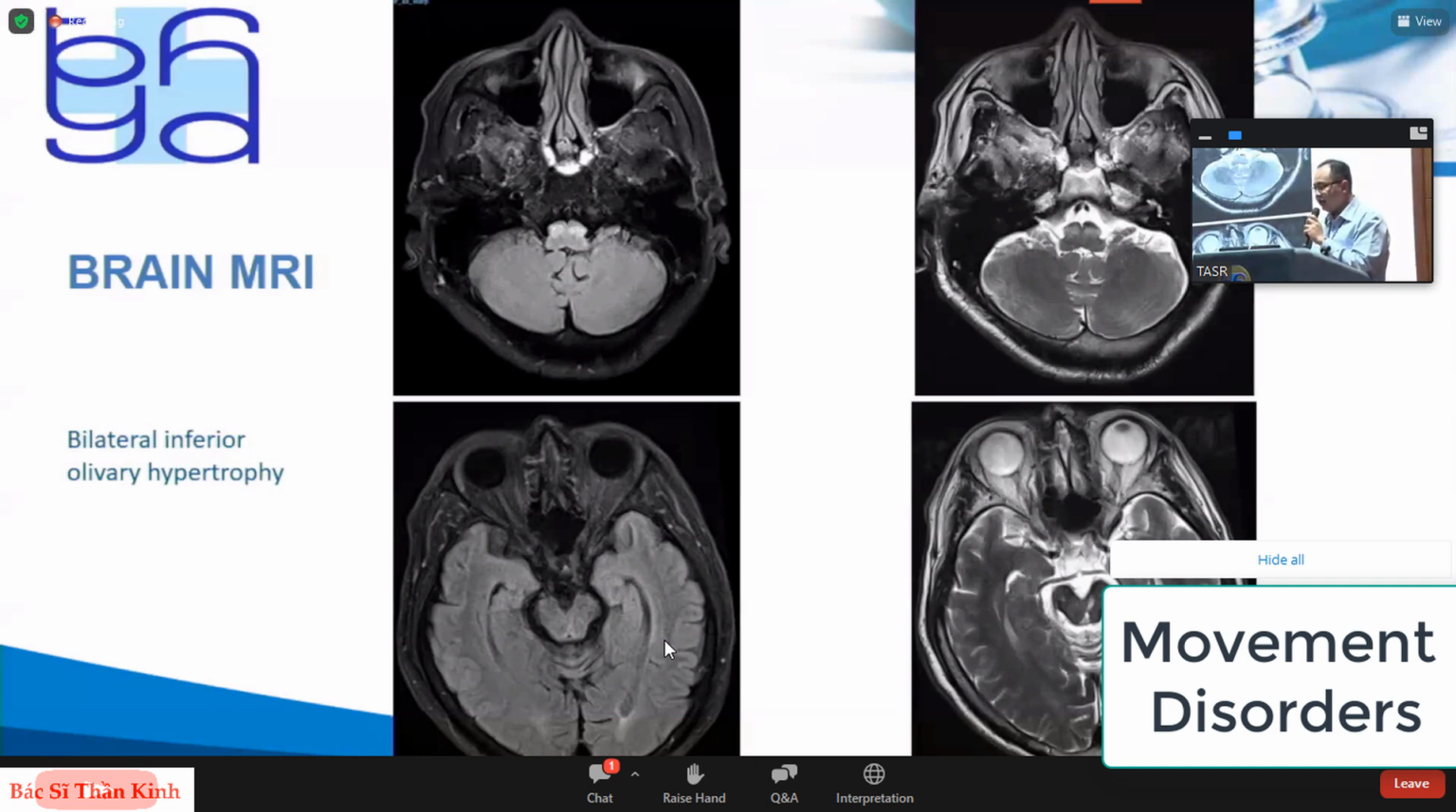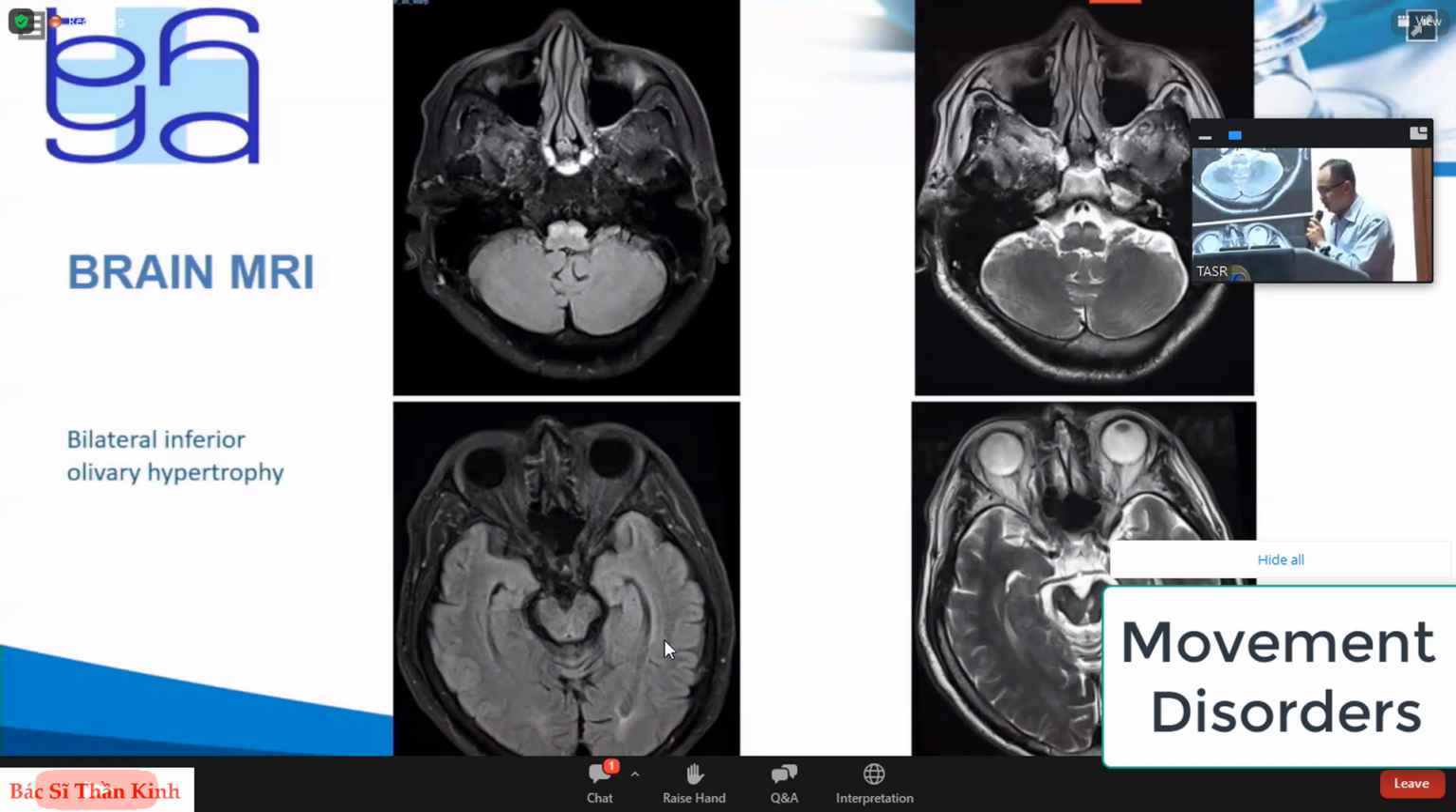Usually, when the primary lesion affects the dentatorubral tract that connects the dentate nucleus and the red nucleus, we see only contralateral hypertrophic olivary degeneration on imaging. But when the lesion affects the central tegmental tract that connects the red nucleus and the inferior olivary nucleus, or in some cases the SCP, we can see bilateral hypertrophic olivary degeneration on imaging.